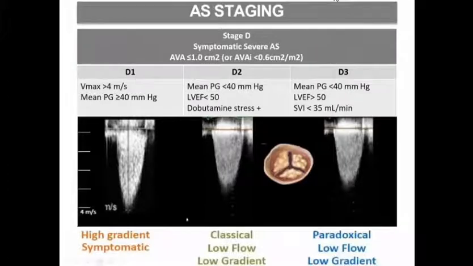The last, stage D, is the symptomatic patient. D1 is the high-gradient symptomatic patient. Then in another, the mean gradient is low and EF is also low, but the dobutamine stress is positive. This is the classical low flow, low gradient AS. And third, the gradient is low, EF is okay, but the stroke volume is low. This is the paradoxical low flow, low gradient AS.